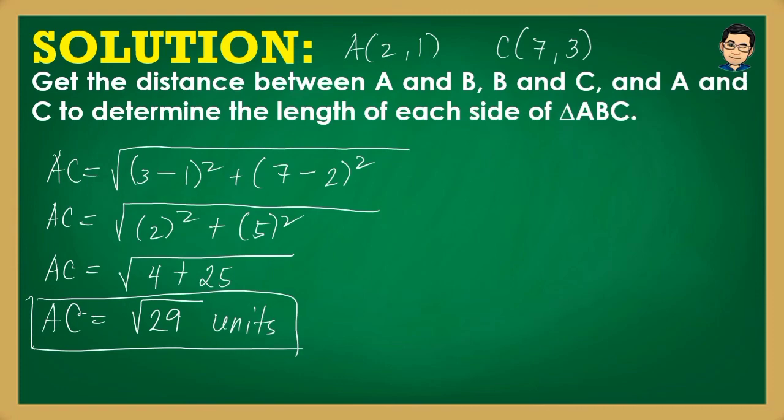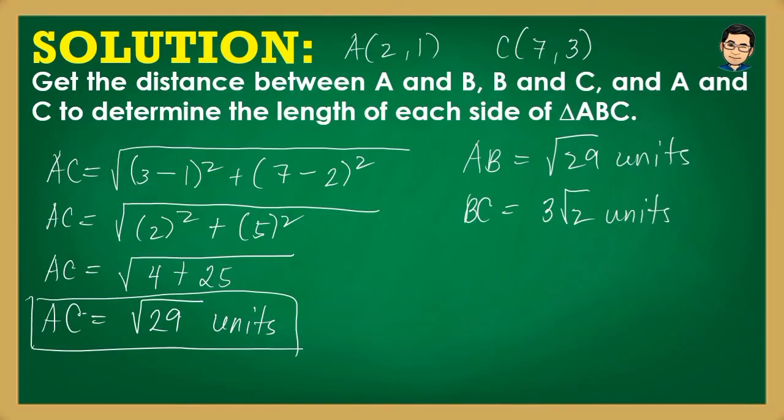So, isa-summarize natin yung mga nakuha nating sukat. So, yung AB, square root of 29 units. And then, BC, ang nakuha nating sukat is 3 square root of 2 units. And then, for AC, ang nakuha nating sukat is square root of 29 units. Kung mapapansin po natin, yung sukat po natin sa AB and AC ay parehong square root of 29 units.